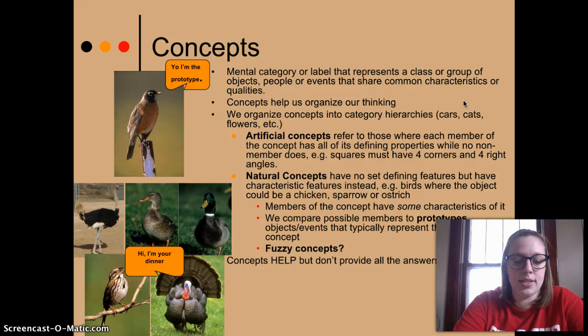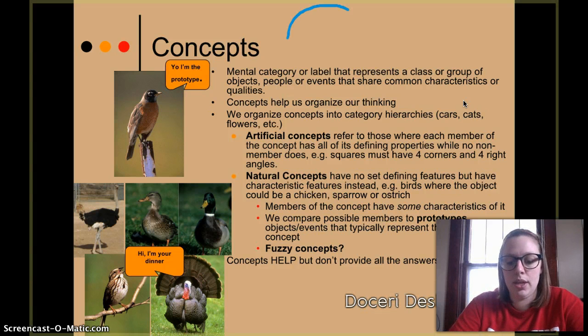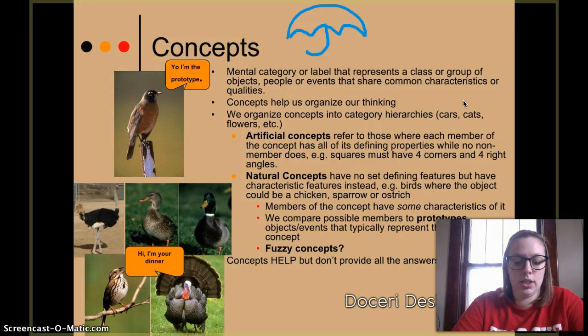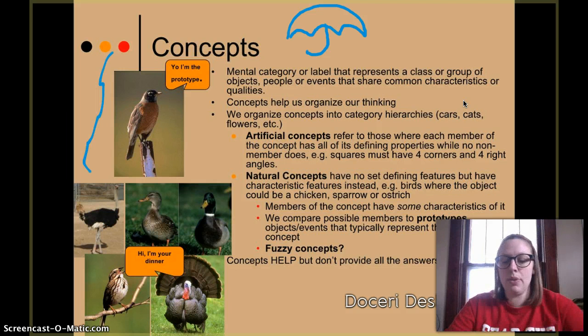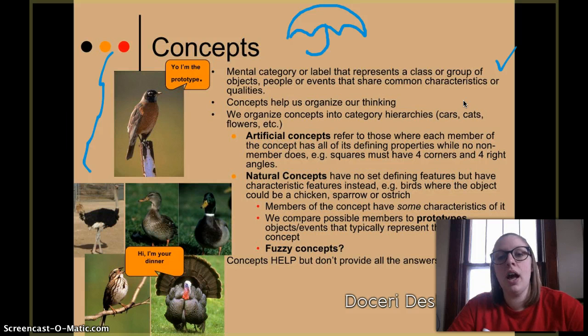All right, concepts. This is the first thing that we need to understand. So a concept is kind of like a big umbrella term for an item, and a bunch of other items are housed under it. Over here is a great example of what that is. So this is a mental category or label that represents a class or group of objects, people, or events that share common characteristics or qualities. They help us organize our thinking, and we organize them into different hierarchies.